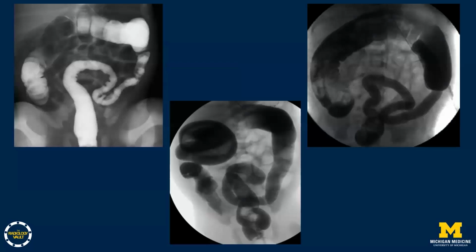Here are some more examples of small left colon syndrome. Again, the transition at the level of the splenic flexure related to the functional immaturity and a more distensible rectum in this particular series of patients.